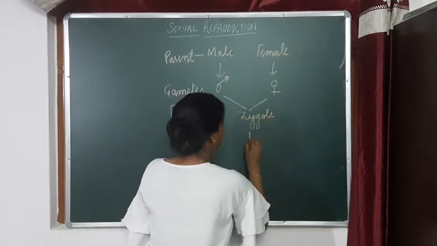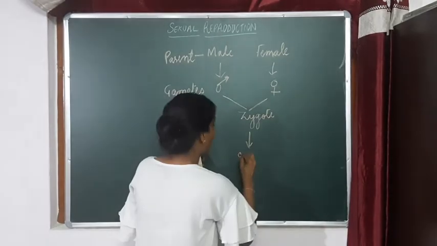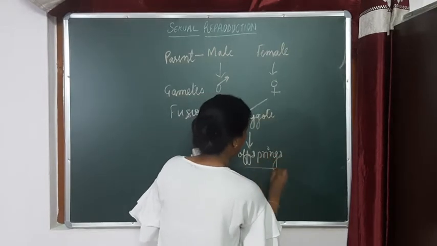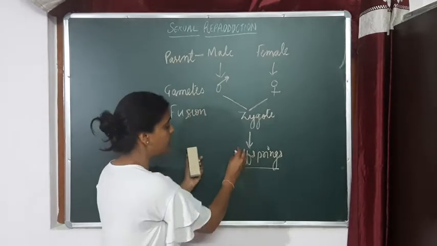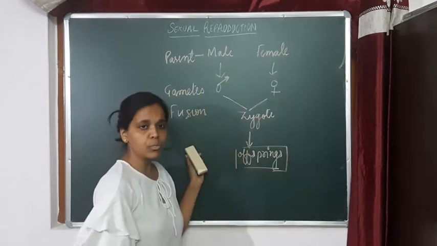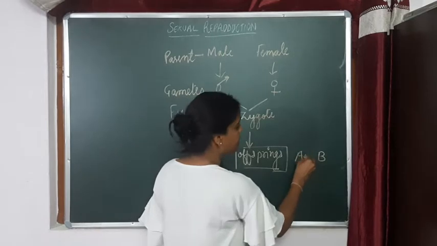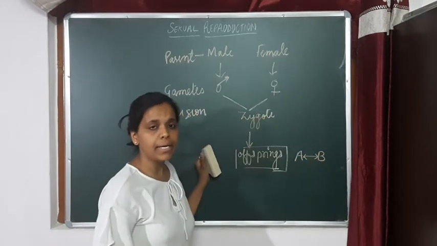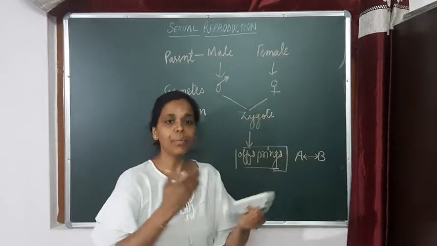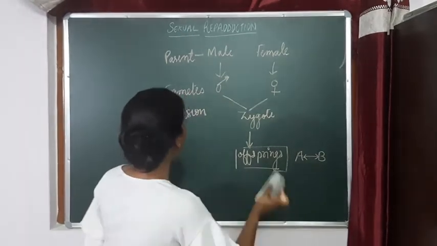Now again, the zygote will undergo different processes of meiosis and mitosis, and an offspring is formed. So this is sexual reproduction. Here the offspring which are formed are totally different from the parents also. Suppose two offspring are formed, A and B. Among themselves they are not going to have any similarity. So the two organisms which are formed are different from each other, and they are different from the parent also.